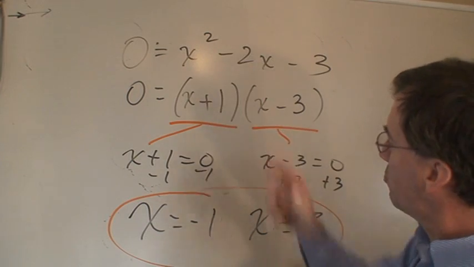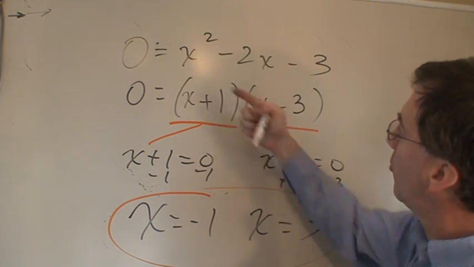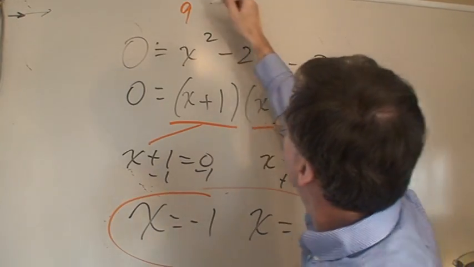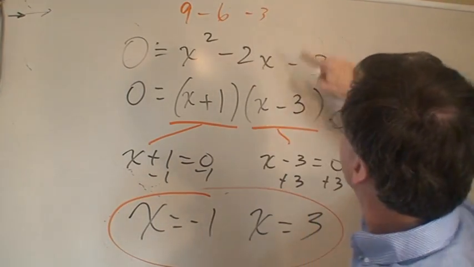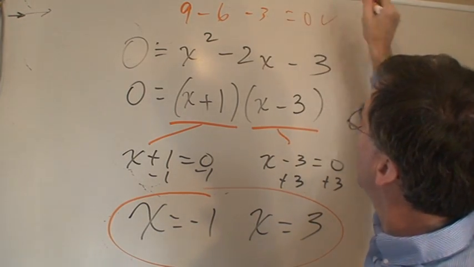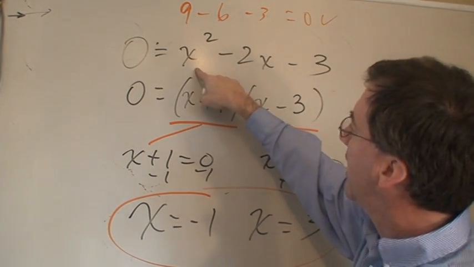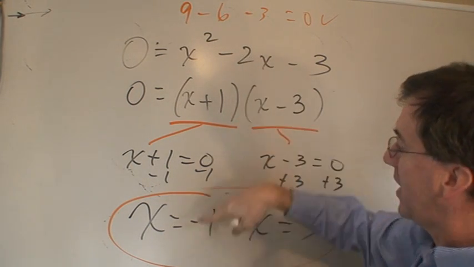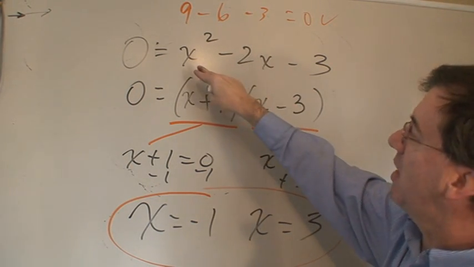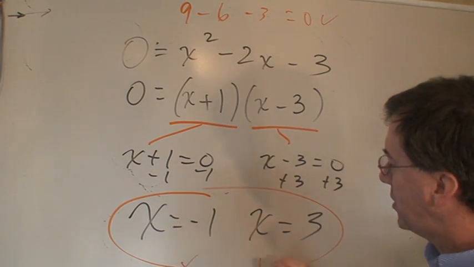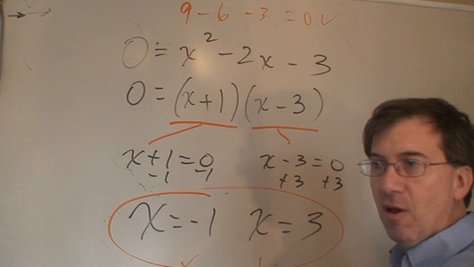You can actually put this back in and make sure that it works. Put a 3 in there. 3 times 3 is 9. Minus 2 times 3, 2 times 3 is 6. Minus that 3. 9 minus 6 minus 3 does equal 0. That checks. Negative 1. Negative 1 squared is 1. Minus 2 times negative 1, which makes that a plus 2. So I have 1 plus 2 is 3. 3 minus 3 is 0. So both of these check, and they both work well.